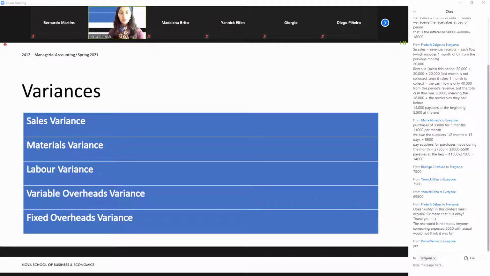These are the types of variances that we have. We have sales variance, materials variance. When we look at the P&L, basically we will have a variance for each item on the P&L. We will have a variance for sales, which will be explained by selling price and also volume. We will have a variance in materials, which will be explained by the efficiency of materials usage and the price of materials. We will have the labor variance, the variable overheads variance, which we do not have here, and then we only have fixed overheads.